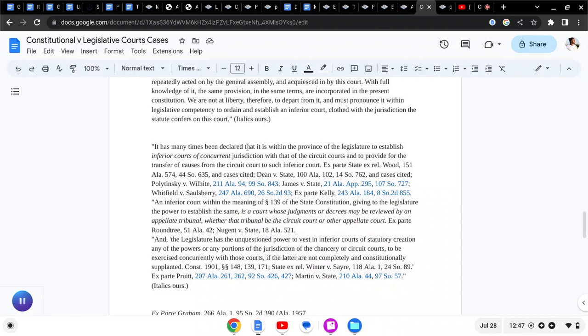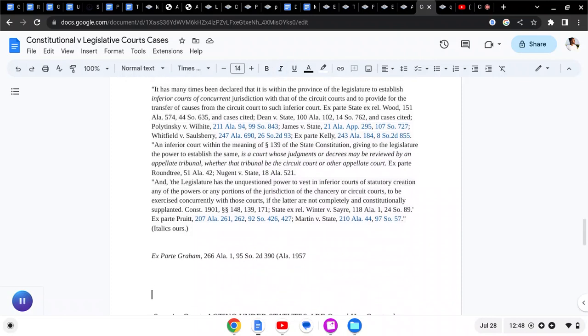It has been many times declared that it is within the province of the legislature to establish inferior courts of concurrent jurisdiction with that of the circuit courts, and to provide for the transfer of causes from the circuit court to such inferior courts. An inferior court, within the meaning of Section 139 of the state constitution, giving to the legislature the power to establish the same, is a court whose judgments or decrees may be reviewed by an appellate tribunal, whether that tribunal be the circuit court or other appellate court. And the legislature has the unquestioned power to vest in inferior courts of statutory creation any of the powers or any portions of the jurisdiction of the Court of Chancery or circuit courts to be exercised concurrently with those courts, if the latter are not completely and constitutionally supplanted.